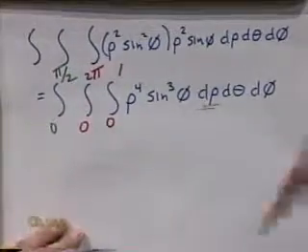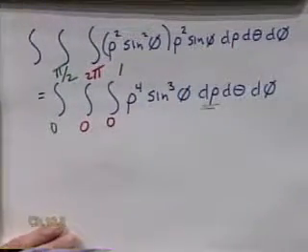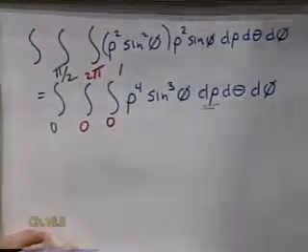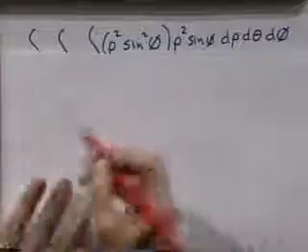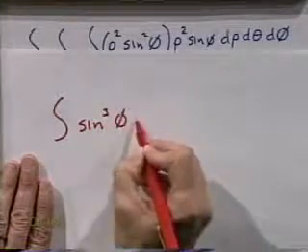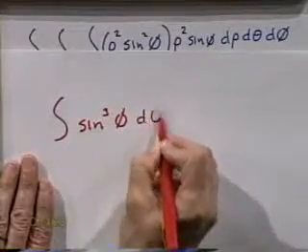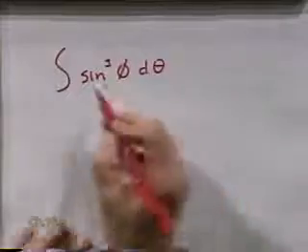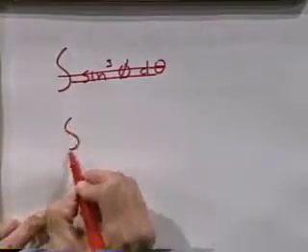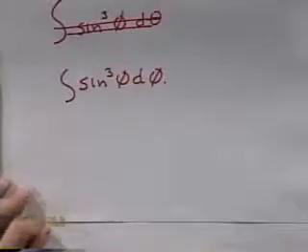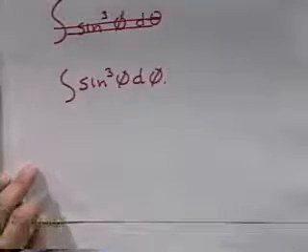When I did this integration, I was looking for the pitfalls, because the hard part about Calc 3 is remembering how to do the integrations. You get to a certain point where you have an integral of sine cubed phi d phi. How do I integrate sine cubed phi d phi?